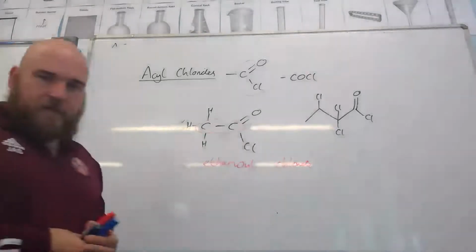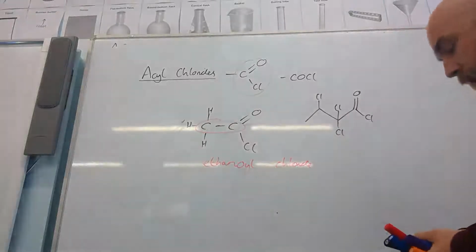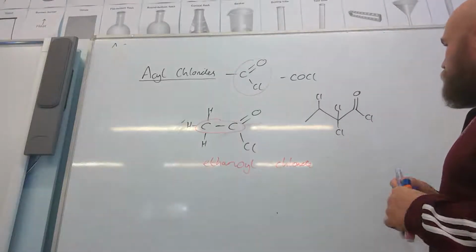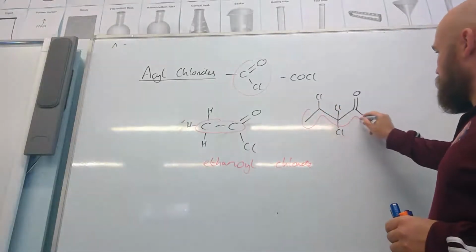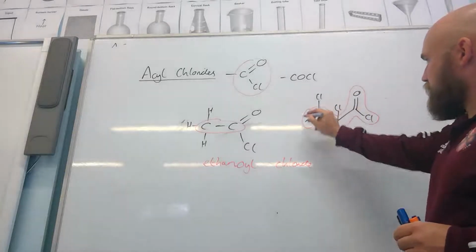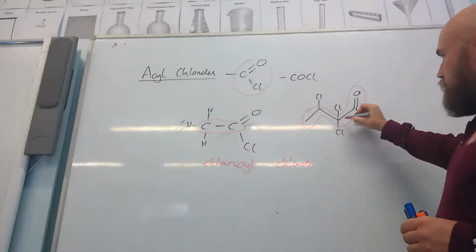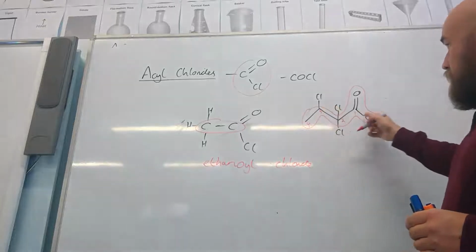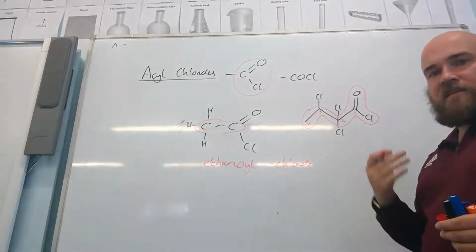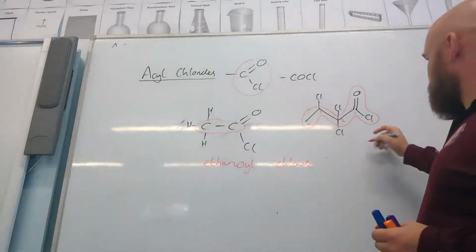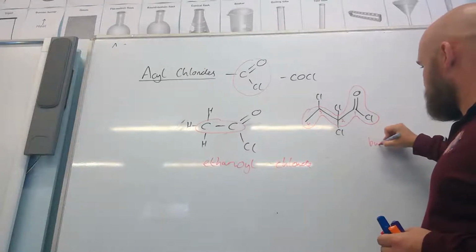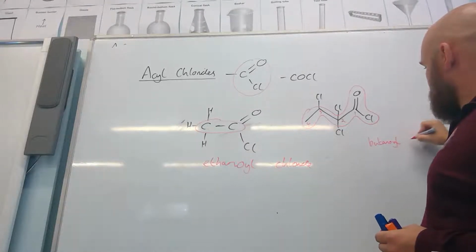Well done. Let's have a look at how we arrived there. We know the main part of the molecule is that, so it's 1, 2, 3, 4. Acyl chlorides are always at the end of the chain, so they automatically become carbon 1. So this is butanoyl chloride.